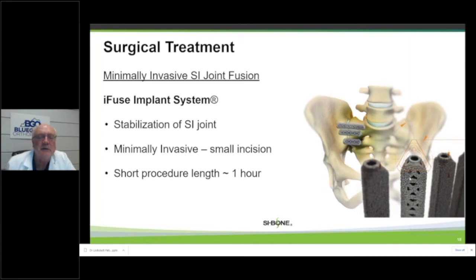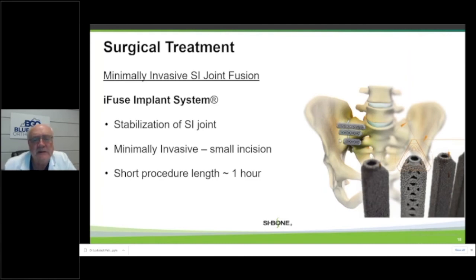The pins that we put in there have a rough surface on them, like sandpaper, and little tiny pores. And these pores are specially designed, the right porosity, so that bone will want to grow into that and heal into that. And so what that does is we put the pins in the joint, the bone heals into the joint, and that stabilizes the joint.